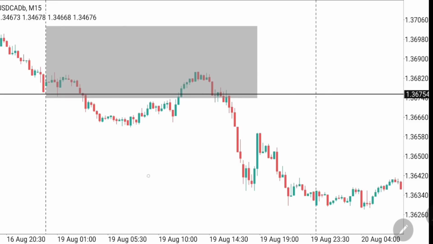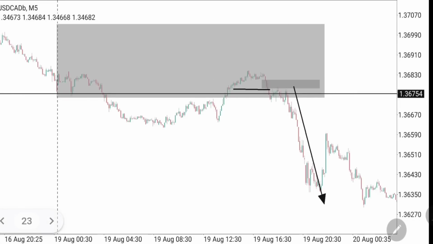Let us go down to M5. So you can see on M5, this is a pullback. On M5, I looked and I saw that there's a change of character right here. There's a change of character right there, and now there's a pullback. So you can see there's a pullback to this FVG. This is called the return to FVG.